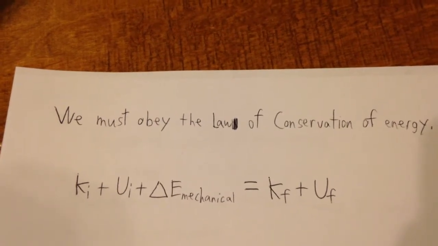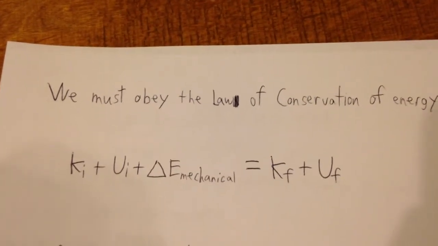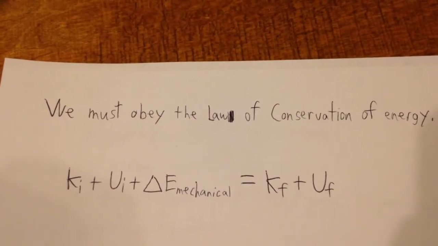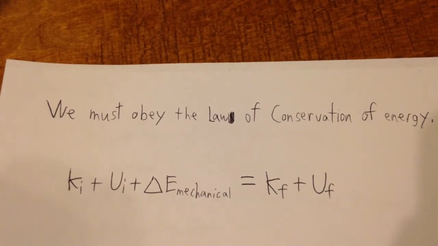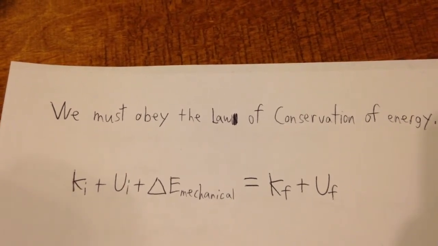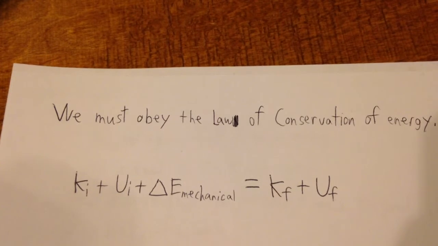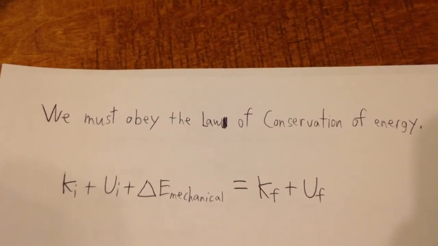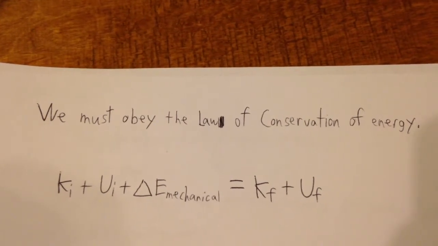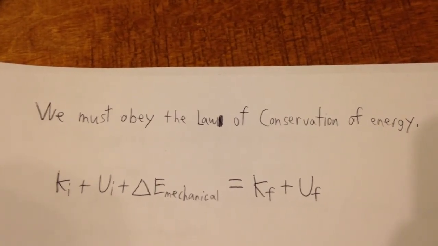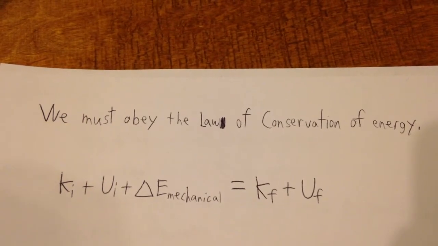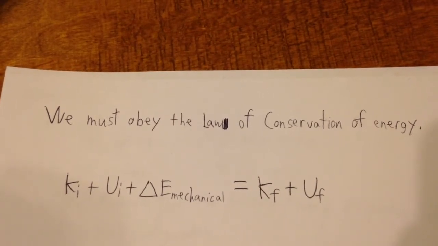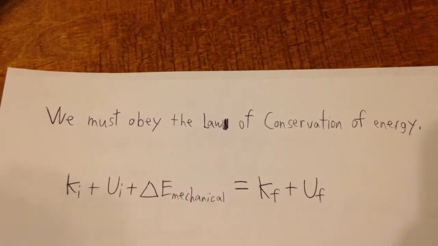So we know the initial kinetic energy must be 0 because the particle is standing still. You need motion to have kinetic energy. We know that the change in mechanical energy is also 0 because there's no friction. If there was friction, then some of the mechanical energy would be turned into internal energy, or heat. But since there's no friction, the mechanical energy remains potential or kinetic. So the change is 0.